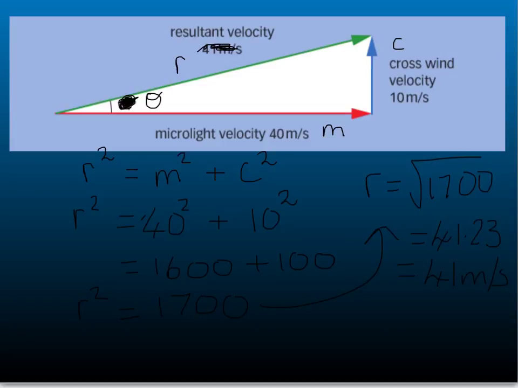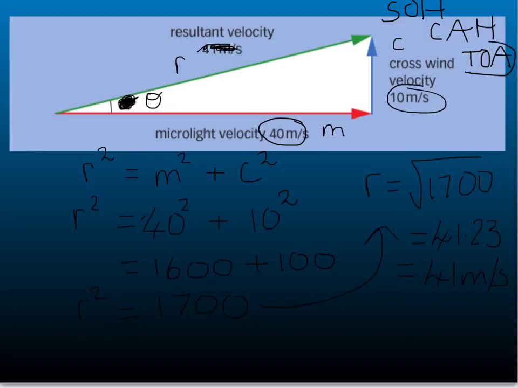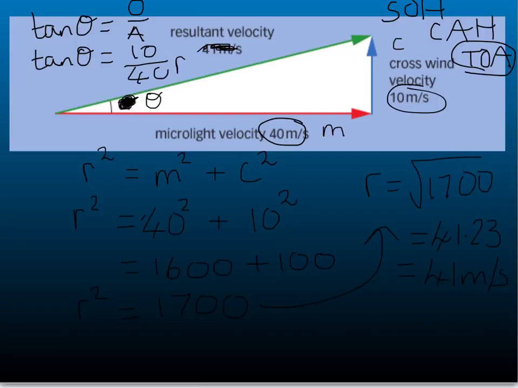Now, in order to work out the direction of flight for the microlight, we need to do trigonometry. So remember SOHCAHTOA. Now we have the adjacent side and we have the opposite side. So the best one for us to use here will be this one. So tan theta equals opposite over adjacent. Tan theta equals 10 divided by 40. So tan theta equals 0.25. Then if you use your calculator to work out what theta is, you get an angle of 14.04 degrees.